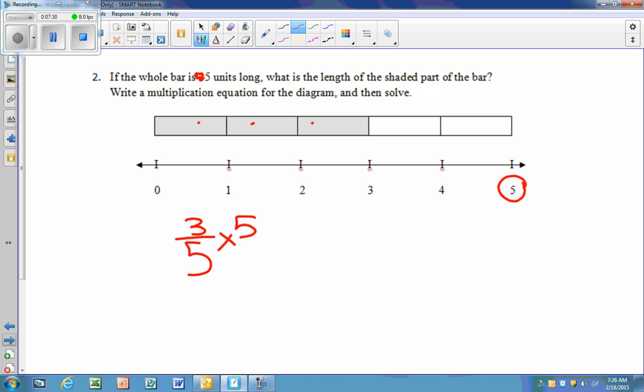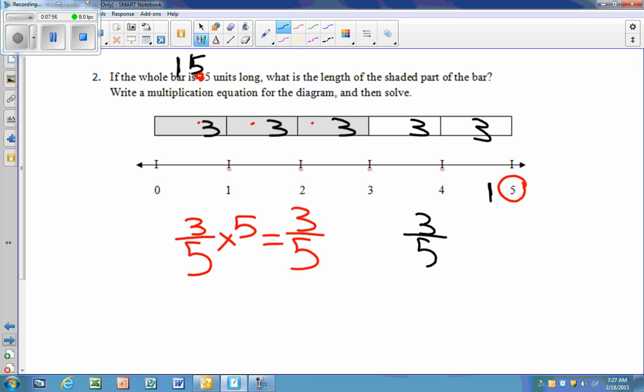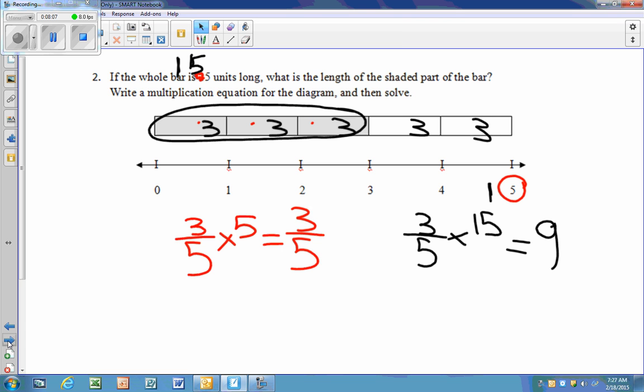So if I want to find 3/5 of 5, looking at what this diagram is that we have here, the answer then becomes 3/5. If I go back to my original number, and I make this 15, then each of these in here is worth 3, because it's split into 5 pieces. And I can be finding 3/5 of 15, and if I add up these 3s, I see that my answer would be 9. So those are both ways, depending on if you looked at the number line or the words.